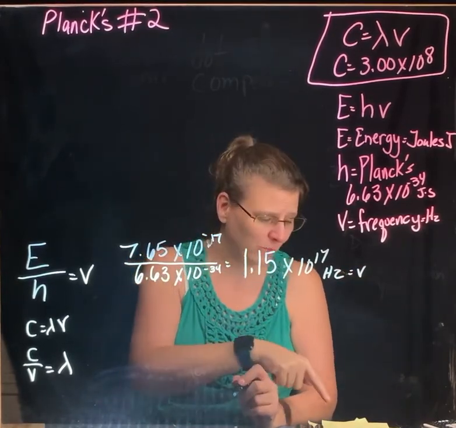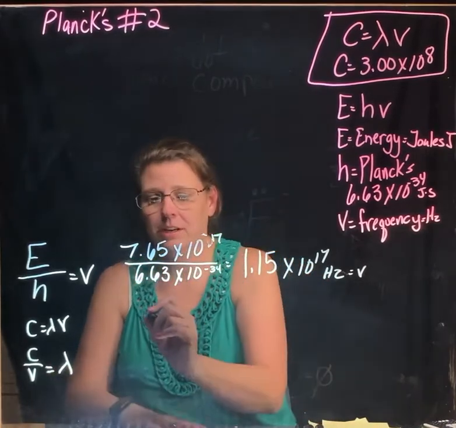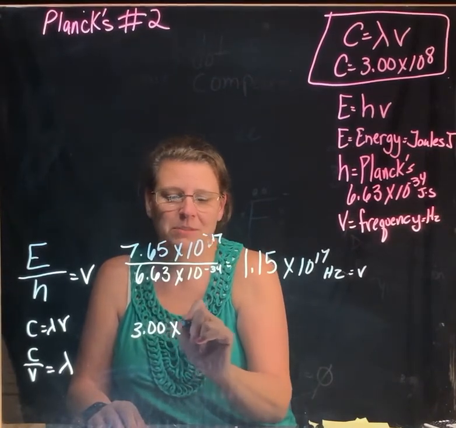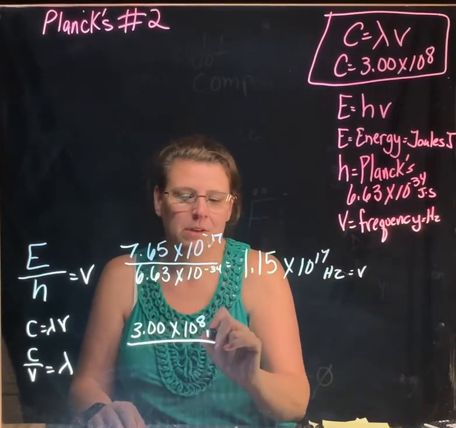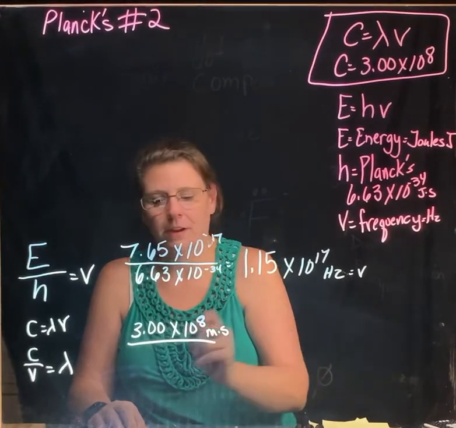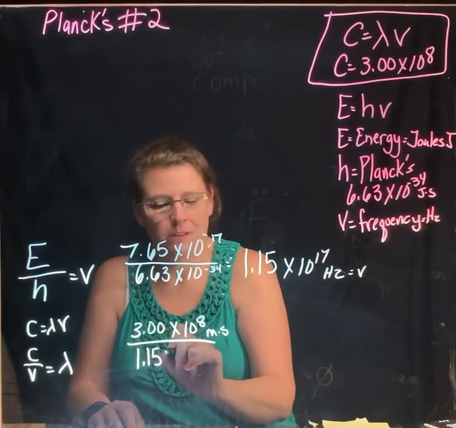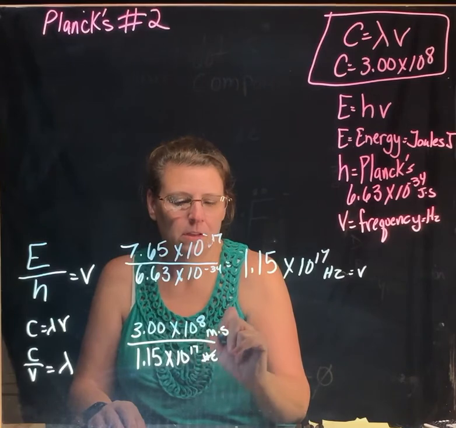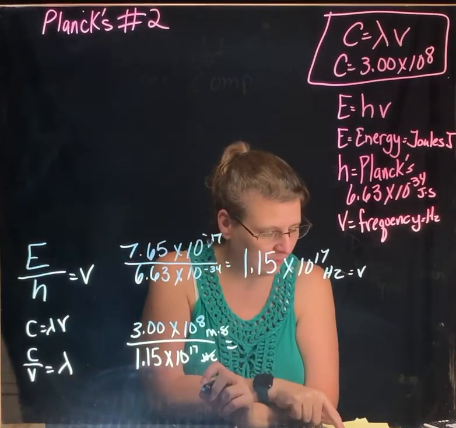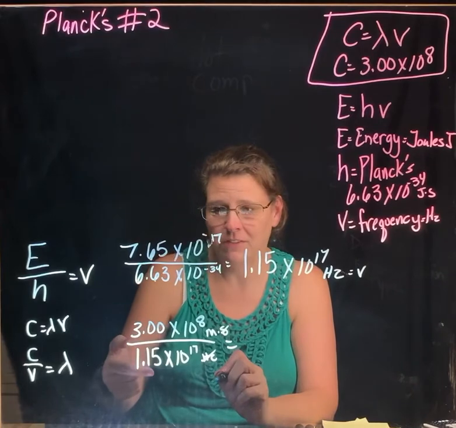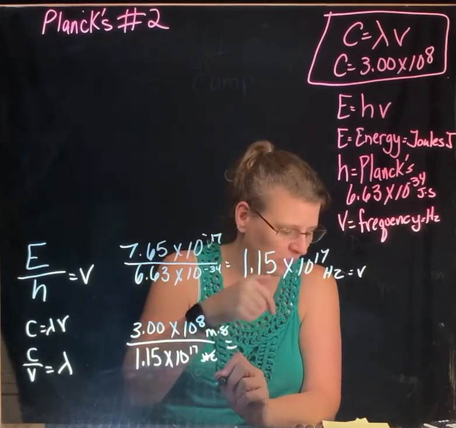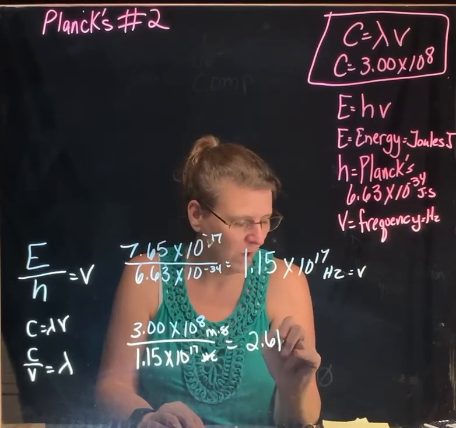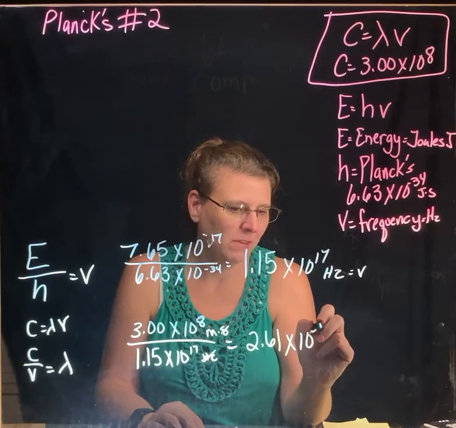But that's not what our question asks for. It asks for wavelength. So let's plug it into here. We rearrange the formula, so we're going to use this one down here. We're going to take 3.00 times 10 to the 8 meters per second and plug in our value, 1.15 times 10 to the 17th. And we're going to get 3 significant figures. I put 3 significant figures here, so I just kept it all together. I'm going to get 2.61 times 10 to the negative 9.